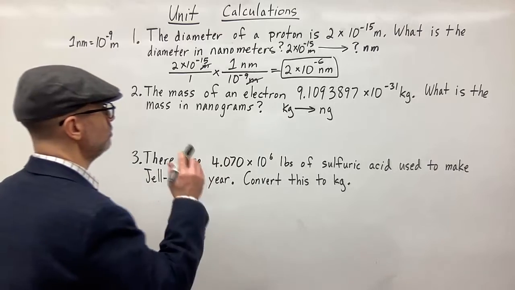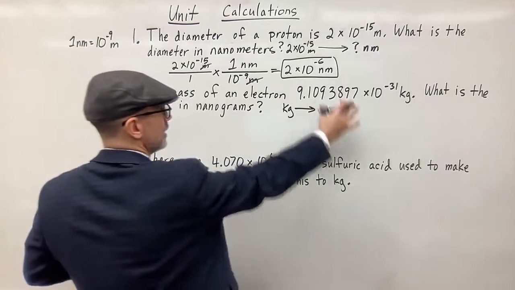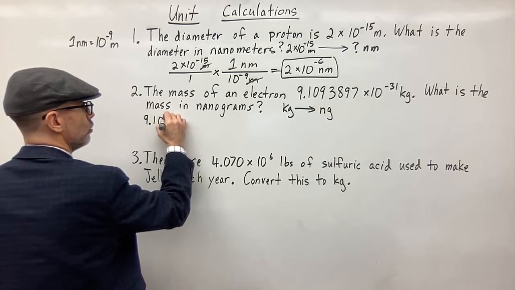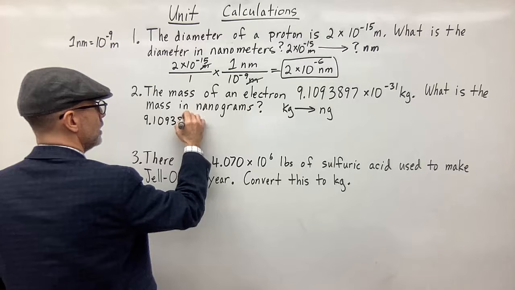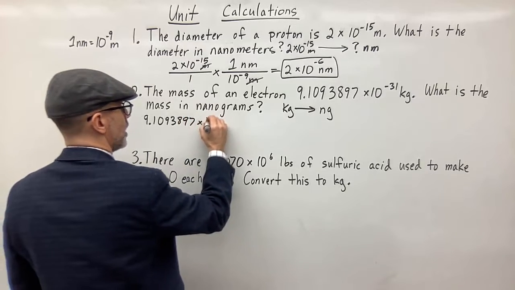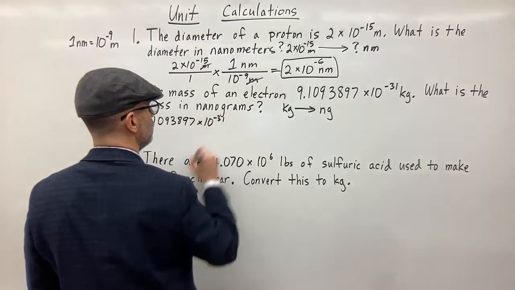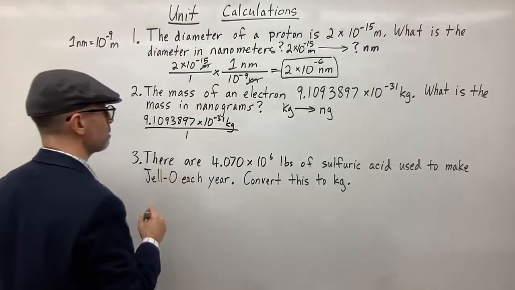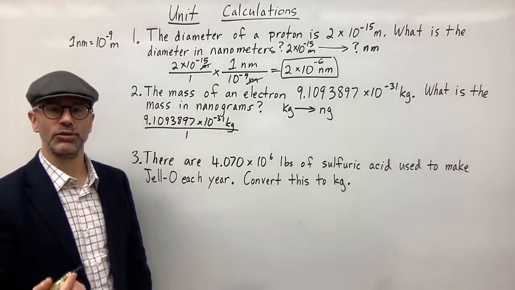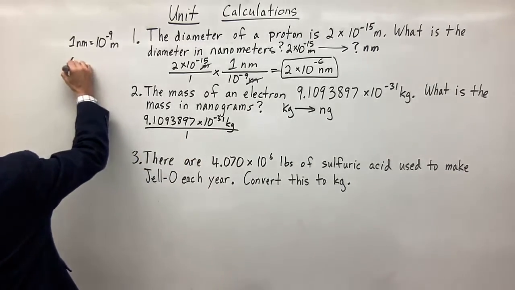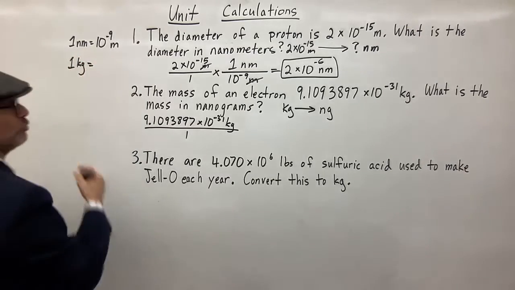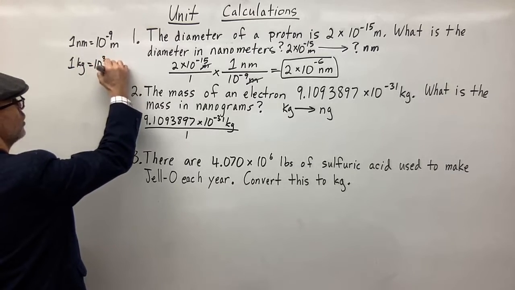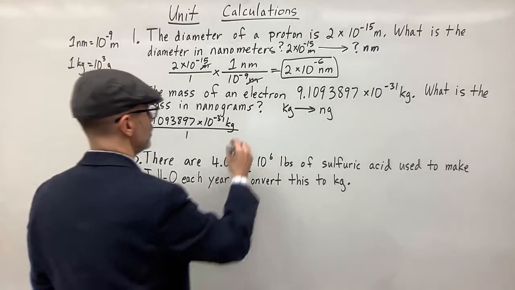Okay, so we're going to start with the kilograms they give us: 9.1093897 times 10 to the negative 31 kilograms. Now kilo, I know kilo is 1,000, so 1 kilogram is equal to 1,000 grams. So kilo is 1,000, or 10 to the third grams. I'm going to use that to convert to grams.